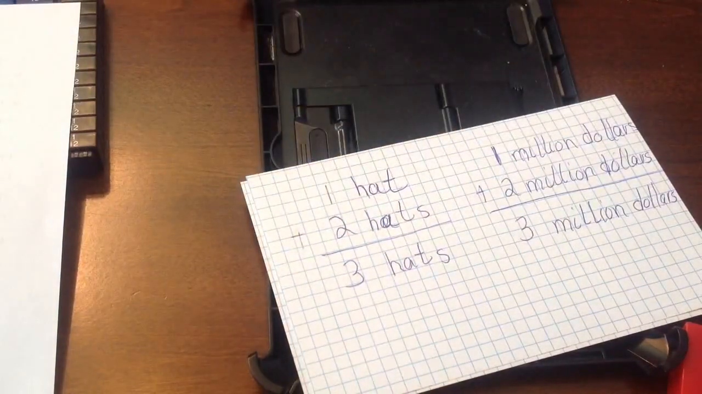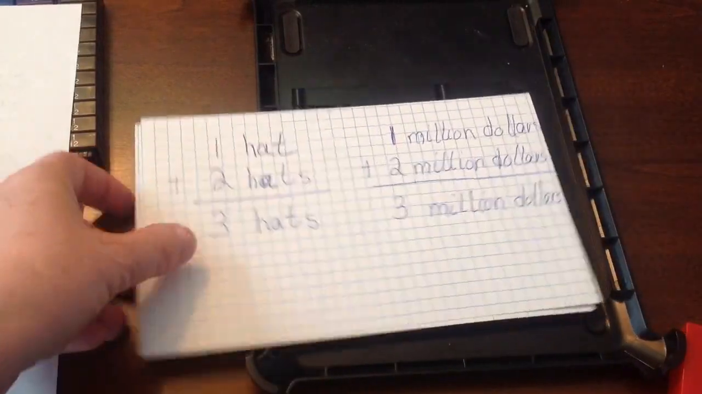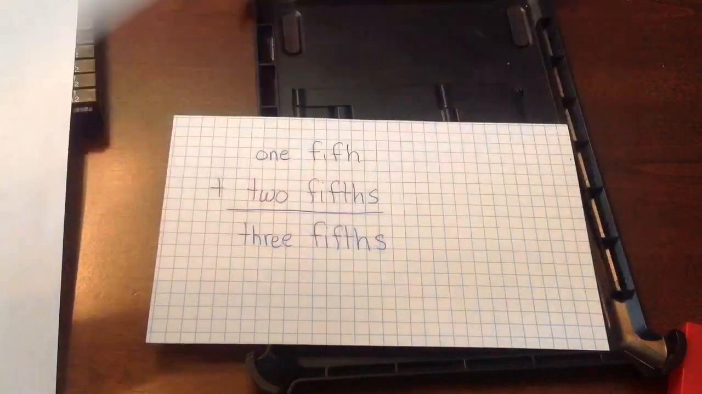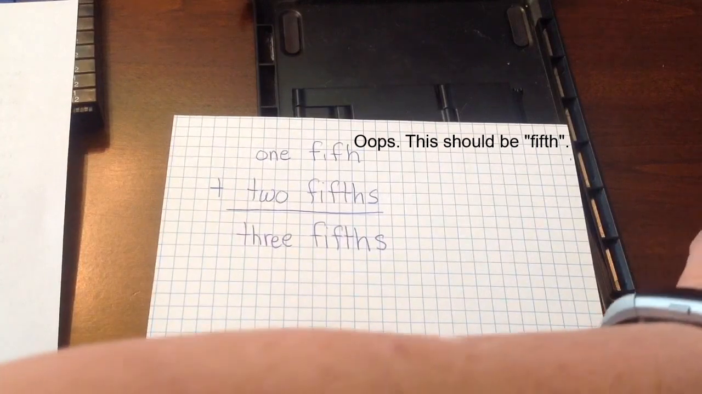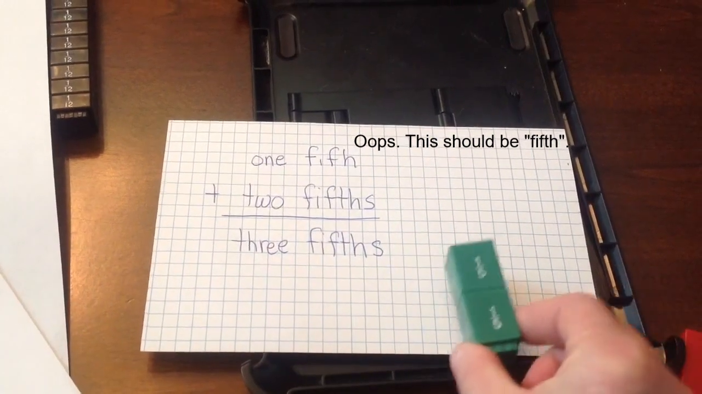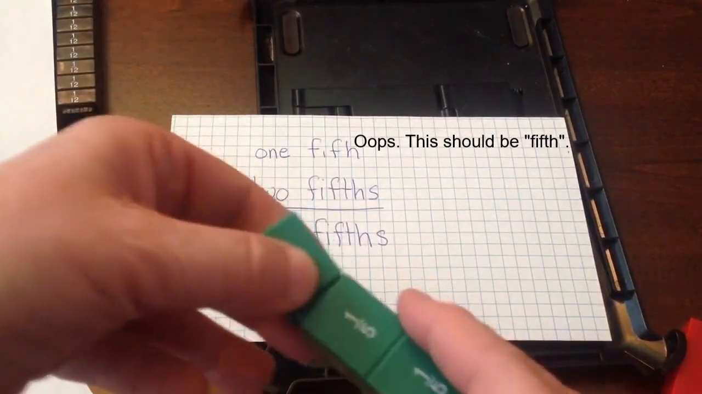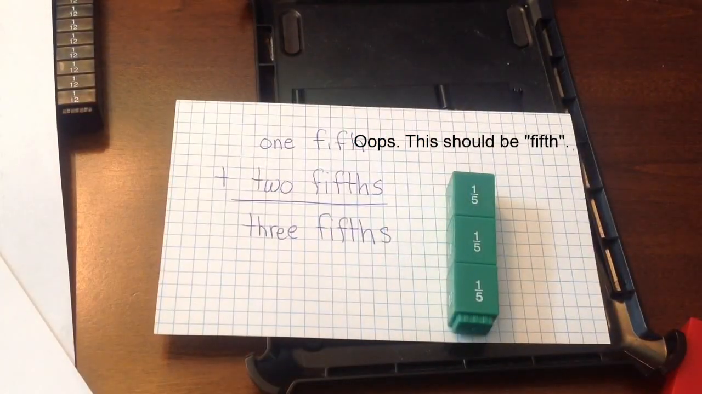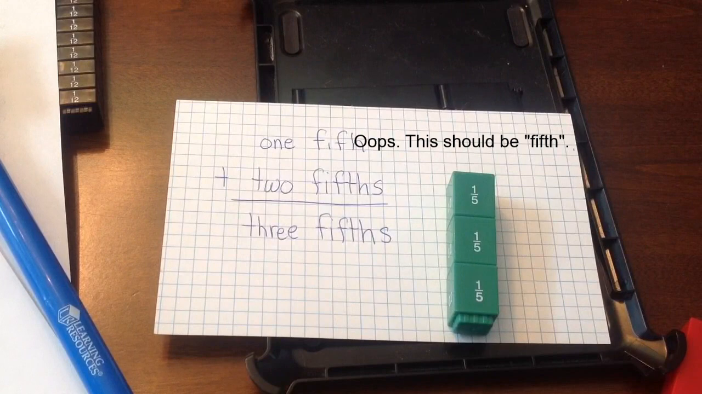If I have 1 hat plus 2 hats, that's equal to 3 hats. And if I have $1 million plus $2 million, that's equal to $3 million. So what if I had 1/5 plus 2/5? What do you suppose that would be? Here's 2/5. And here's 1/5. Three-fifths, that's right. They are all green in color, and so you can add them.